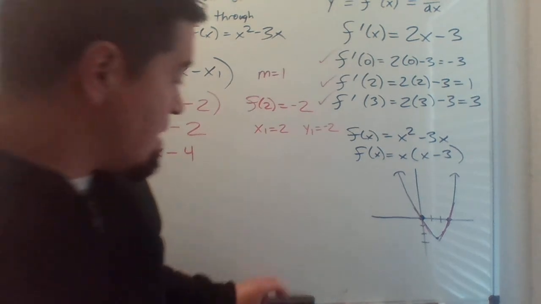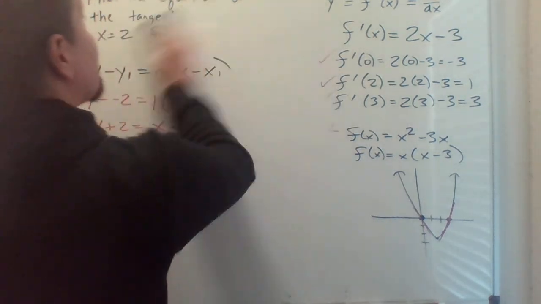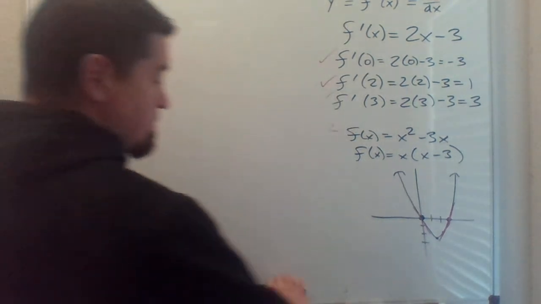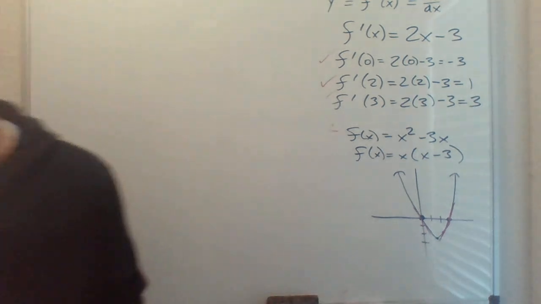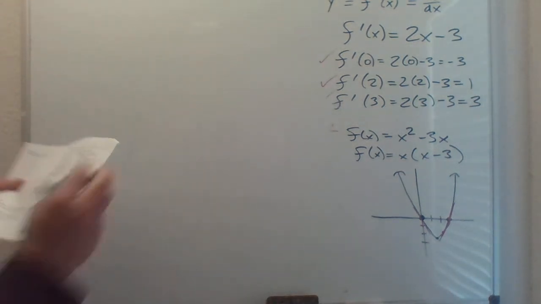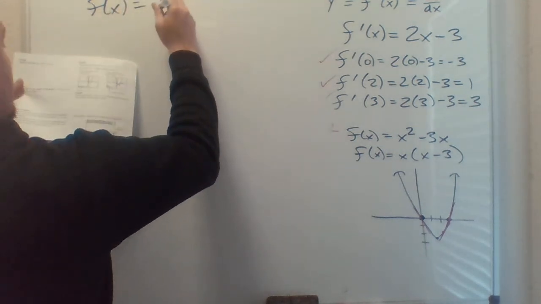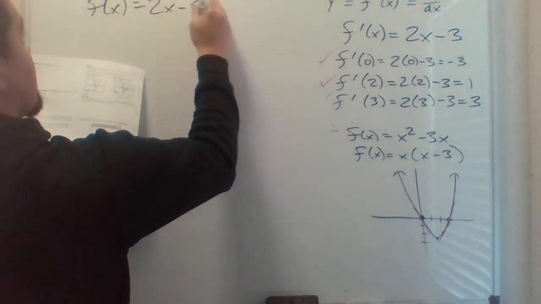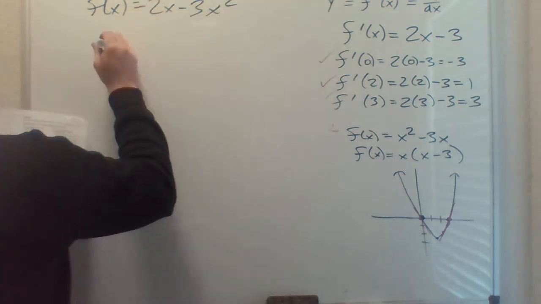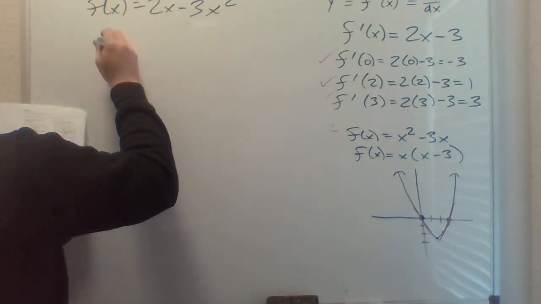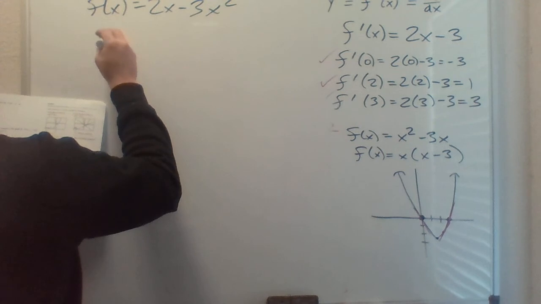Okay, before I do that, let's write on paper what we're trying to find. The example that I'm working on is f of x equals 2x minus 3x squared. And what we want to do is take the derivative of this function.